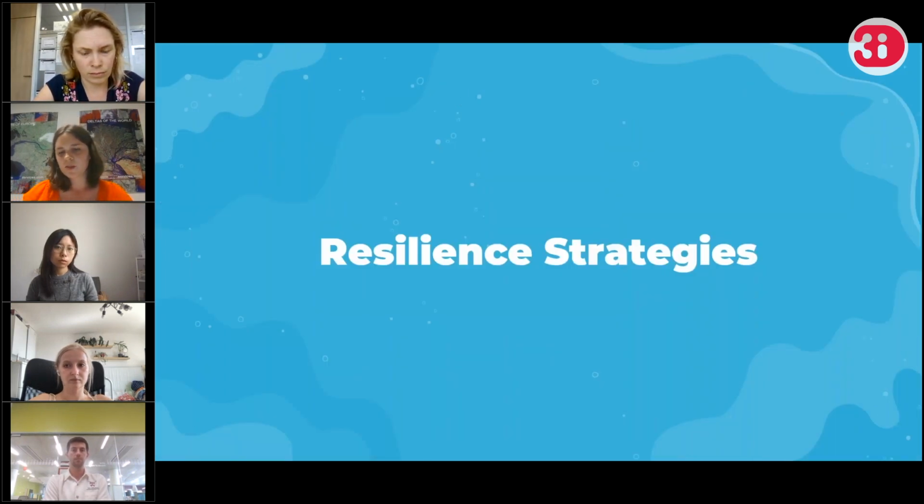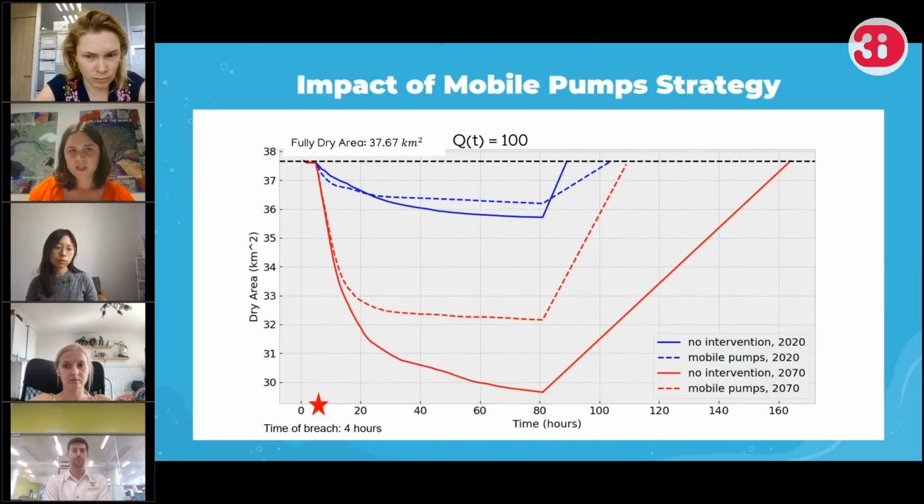So then here is discussing some of the resilience strategies. In black, you see this example of having no disturbance. So this is like a 100% fully dry scenario. And then in blue, you have 2020. The solid line is whenever you have no intervention, and then using mobile pumps. So this is around 2 square kilometers of flooded area or less dry area. And then in red, you see in 2070, it's significantly increased. It's up to almost over 8 square kilometers of flooded area. And then you see the dike breach happens at 4 hours.